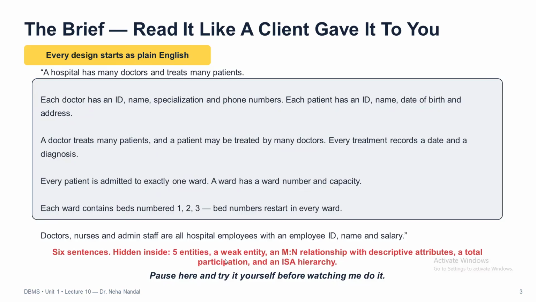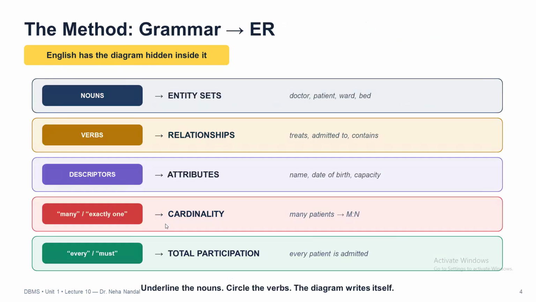So there are five entities hidden in this. A weak entity is there, an M to N relationship is there, total participation is there, and a hierarchy. Now see entity sets. What are the entity sets we found? They are nouns. As we discussed earlier, entity sets will be nouns and relationships will be verbs. Attributes will be descriptors. Cardinalities, many, exactly one, will tell you, and total participation is indicated by every or must. So let's see it one by one.